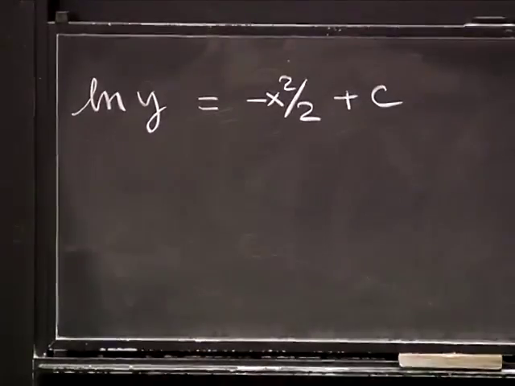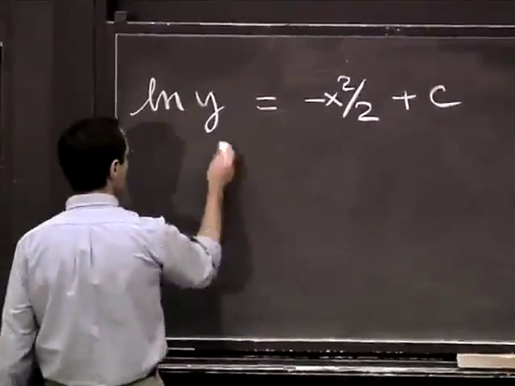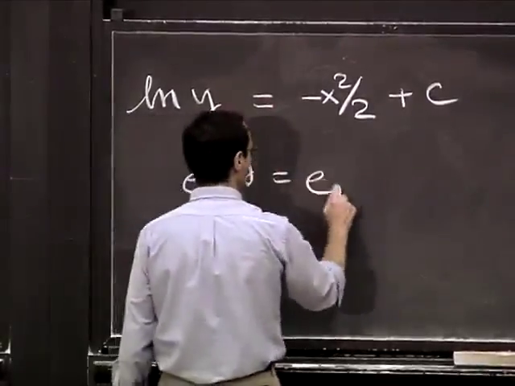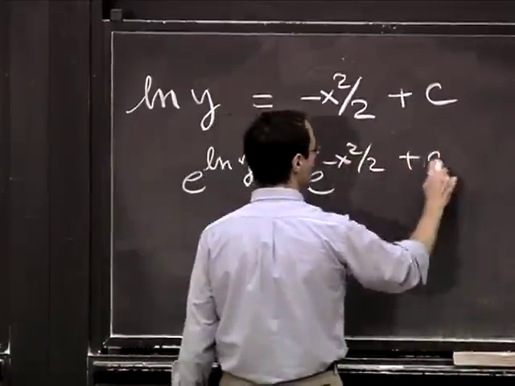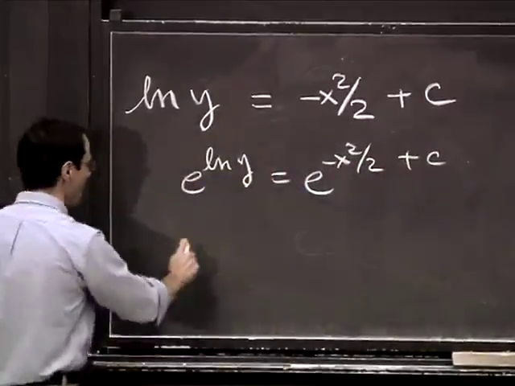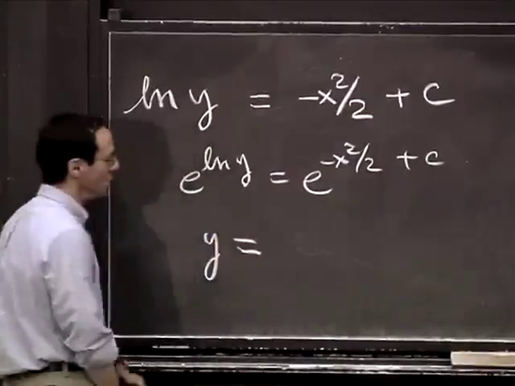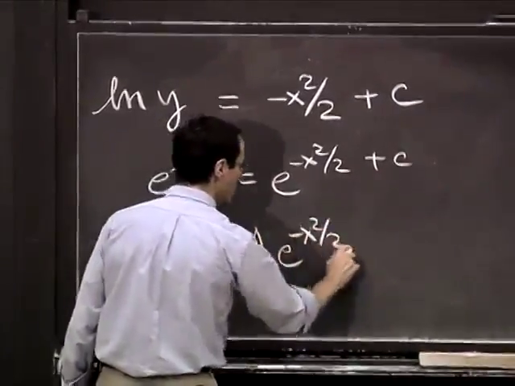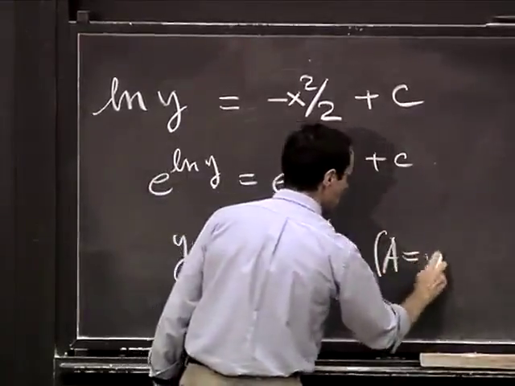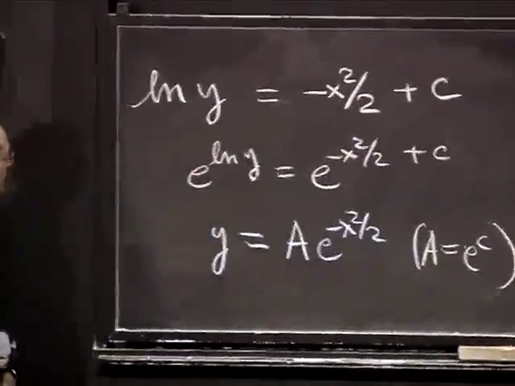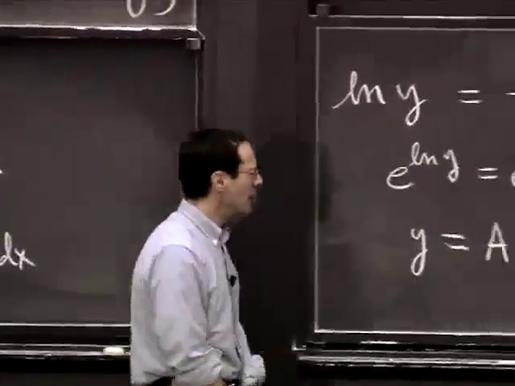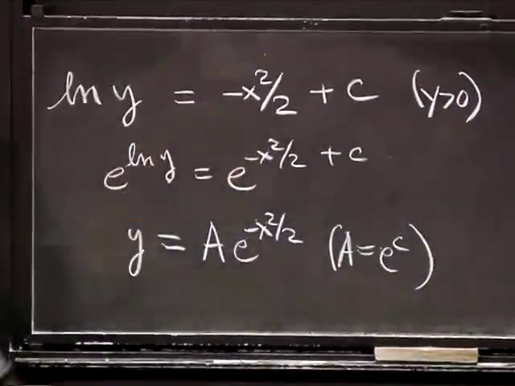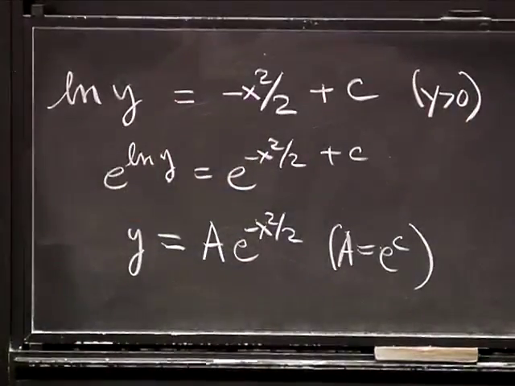All right, now that's almost the end of the story. We have to exponentiate to express y in terms of x. So e to the log y is equal to e to the minus x squared over 2 plus c. And now I can rewrite that as y is equal to a e to the minus x squared over 2, where a is equal to e to the c. And incidentally, we're just taking the case y positive here. We'll talk about what happens when y is negative in a few minutes.